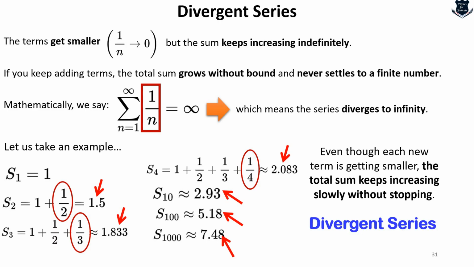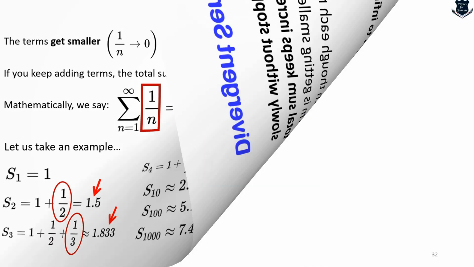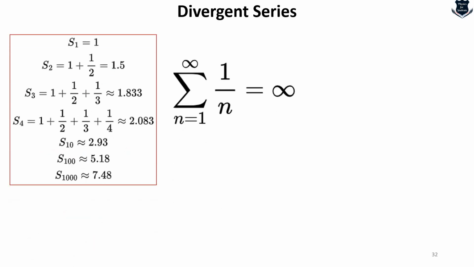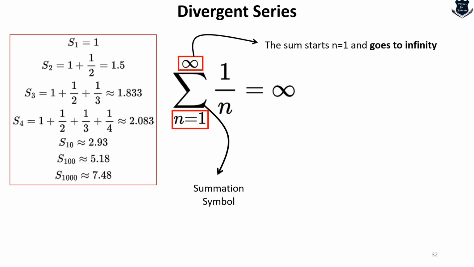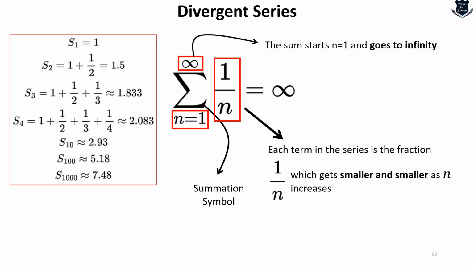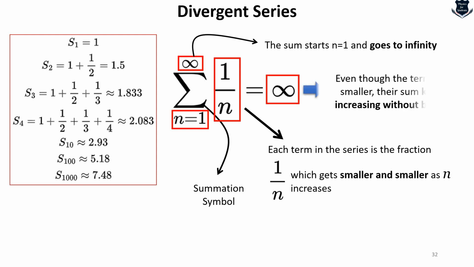It's very simple. Now let us take this same harmonic series and try to understand this mathematical term. What do we mean? First of all, this big sigma is the summation symbol. We are adding terms. N equals 1 at the bottom and infinity on top means it starts at 1 and goes to infinity. 1 upon n means that each term in the series is the fraction 1 upon n, which gets smaller and smaller as n increases. And this one simply means that even though the terms get smaller, the sum keeps increasing without bound.